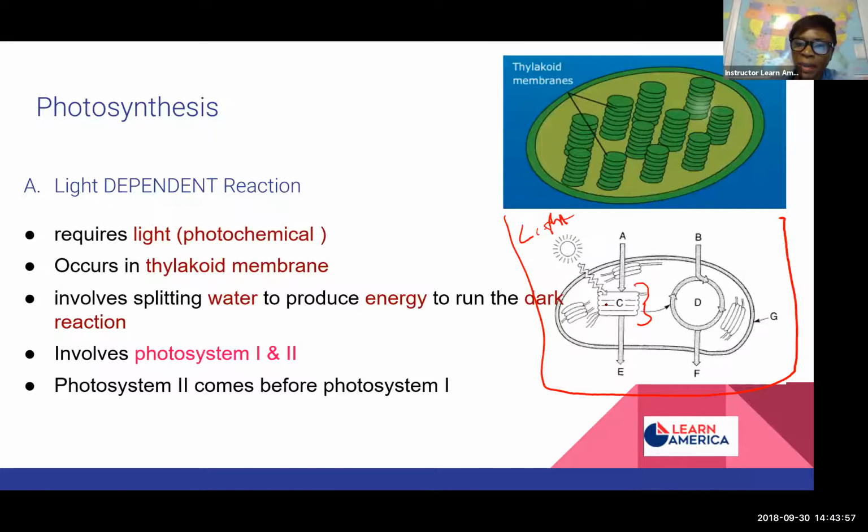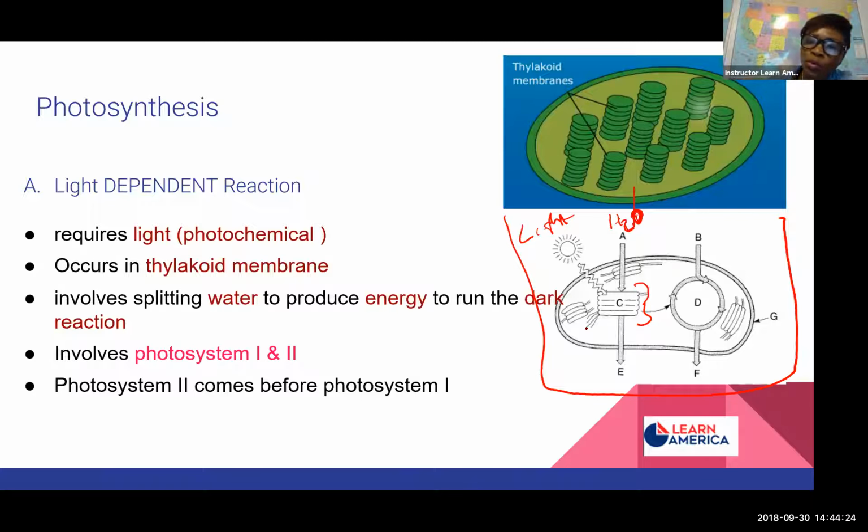Think about what's another thing that plants need. We need light. They also need water. So I'm going to use H2O. Water is going to enter in. And so we're going to see during this process, water is going to get split, which is referred to as photolysis. And there are two systems. There's photosystem 1 and 2 that will take place.